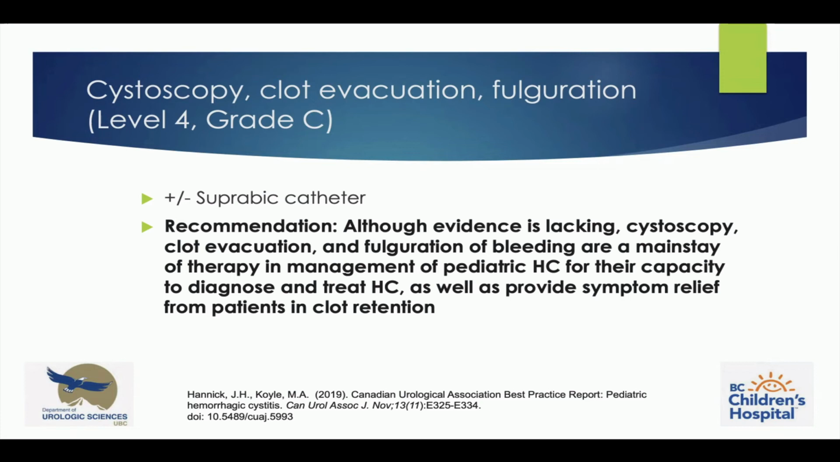So unfortunately, three-way catheters in children would be too small, right? Because of the small urethra and the 3 lumens of the catheter, which makes each lumen smaller. Clot evacuation and fulguration of bleeding are a mainstay of therapy and management of pediatric hemorrhagic cystitis for their capacity to diagnose and treat hemorrhagic cystitis, as well as provide symptom relief for patients in clot retention.